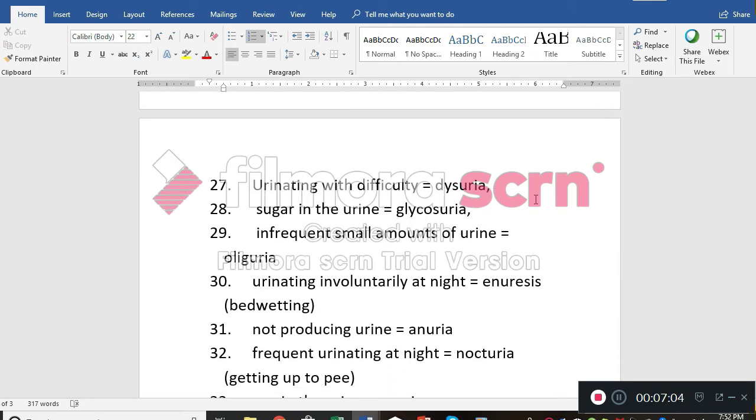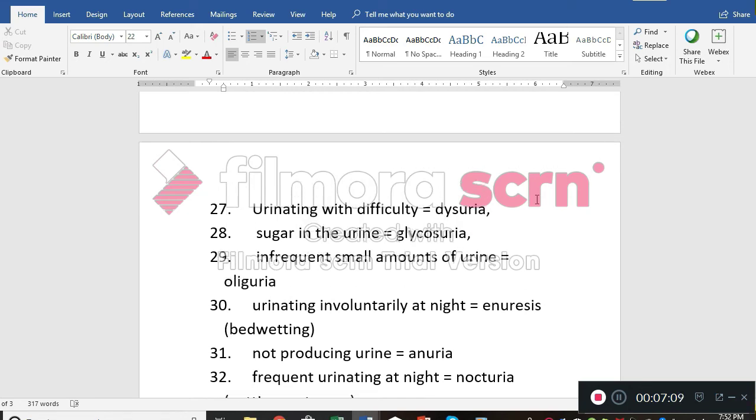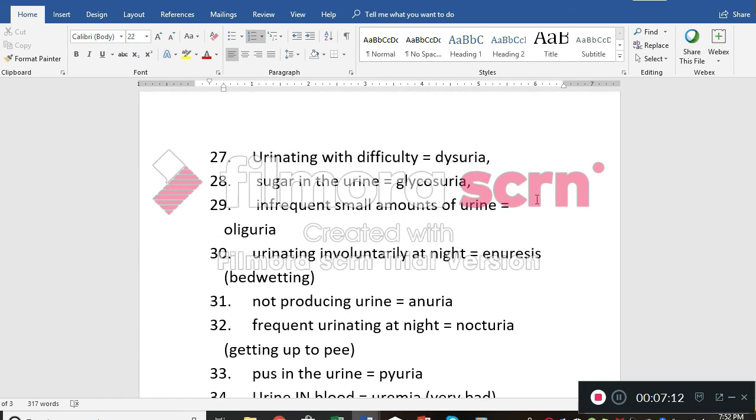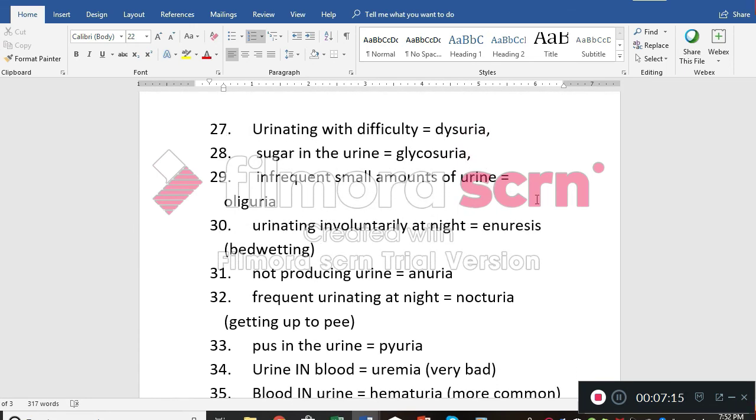Number 27, urinating with difficulty is dysuria. So this whole next section on your test is going to be matching, but you will also see some of these in your spelling. So you really want to know dysuria is urinating with difficulty. Glycosuria is sugar in the urine. So again, this would be an indicator of diabetes mellitus if we saw sugar in the urine. Glycosuria. Oliguria is infrequent small amounts of urine or scanty urination. It's just little dribbles of urination.